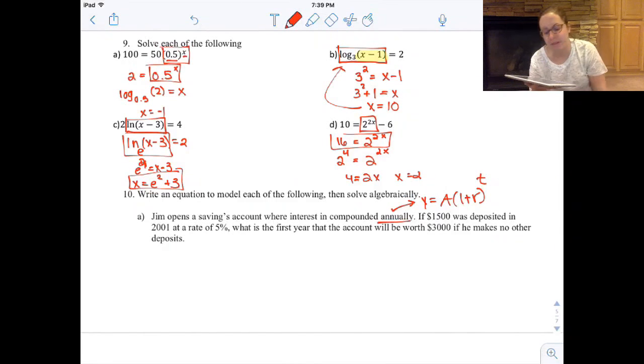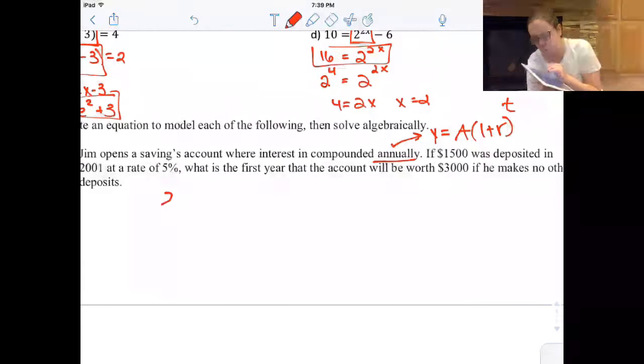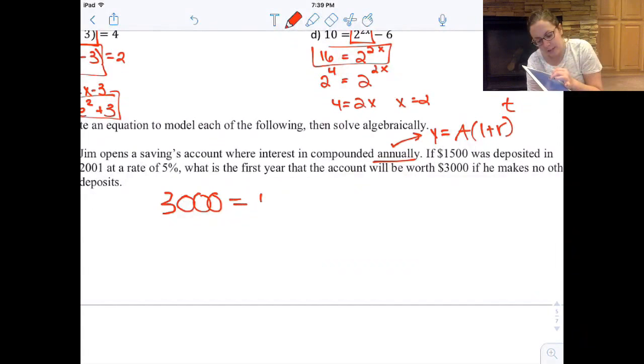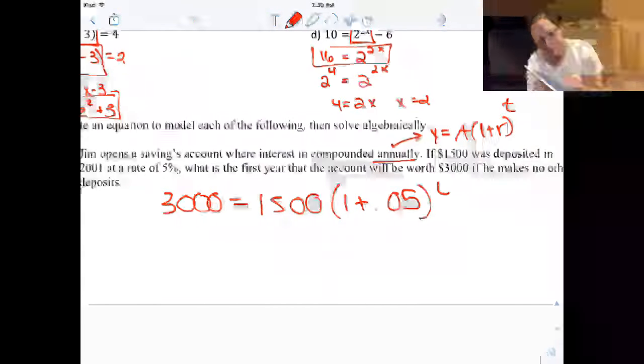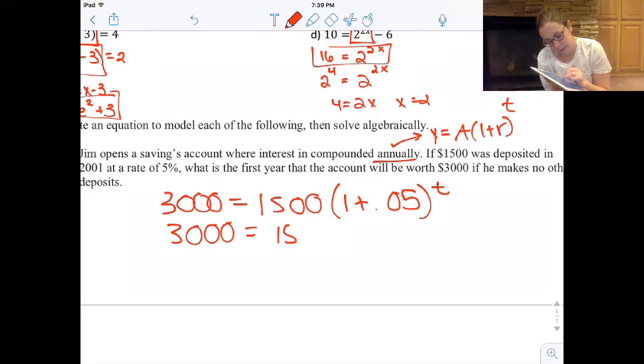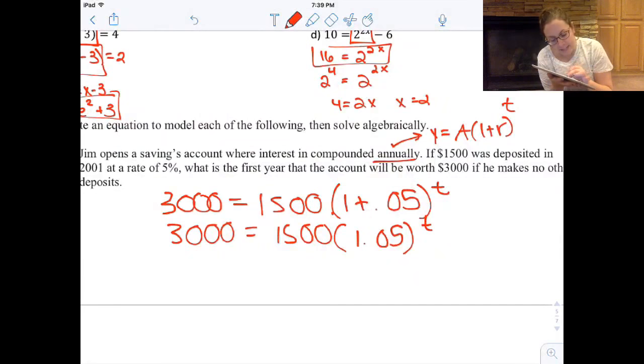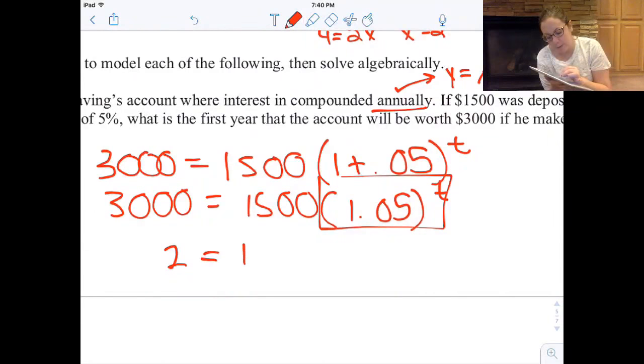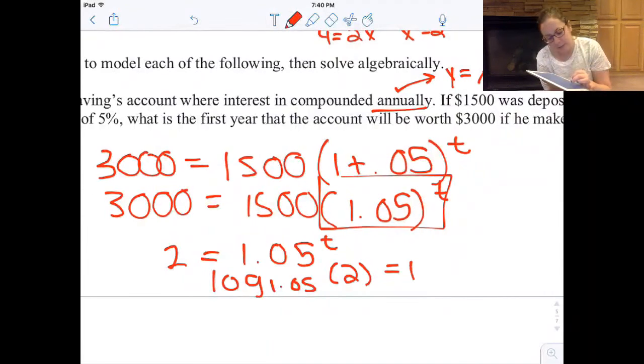So now let's simplify what we can. Let's go in those parentheses. And then this is your exponential part, so we need to isolate that. Divide both sides by 1,500. 2 equals 1.05 to the t. Now it's isolated, so log base 1.05 of 2 equals t. And that's going to shoot you out 14.20669908. Now that's the t, right? So if I started in 2001, this would be in 2015.